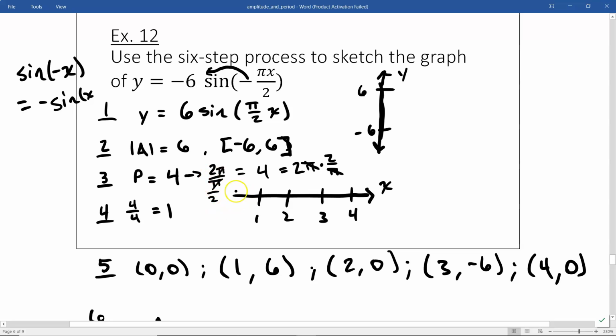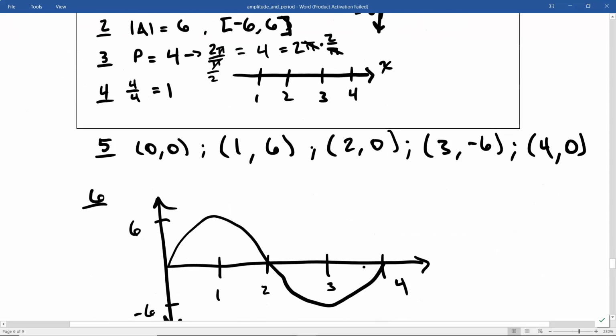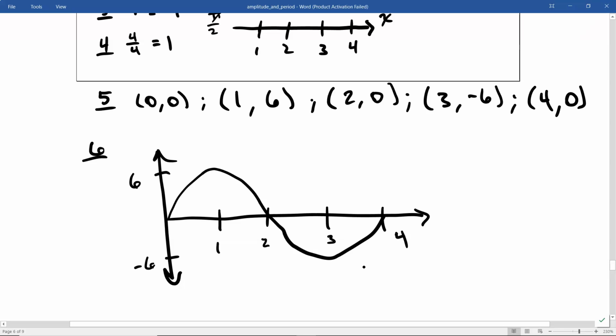So once we got the period of 4, we divided it into 4 equal sections, which is just 1. So that means our sections are 1, 2, 3, 4. Now that we have the y and the x-axis mapped out and split correctly, we can then create our 5 quarter points. We have 0, 0 because we are dealing with the sine function, which always starts on the origin. The next point is going to reach its maximum, which is 1, 6, and so on. And then the last step was to map this out, and here we have our sine function.